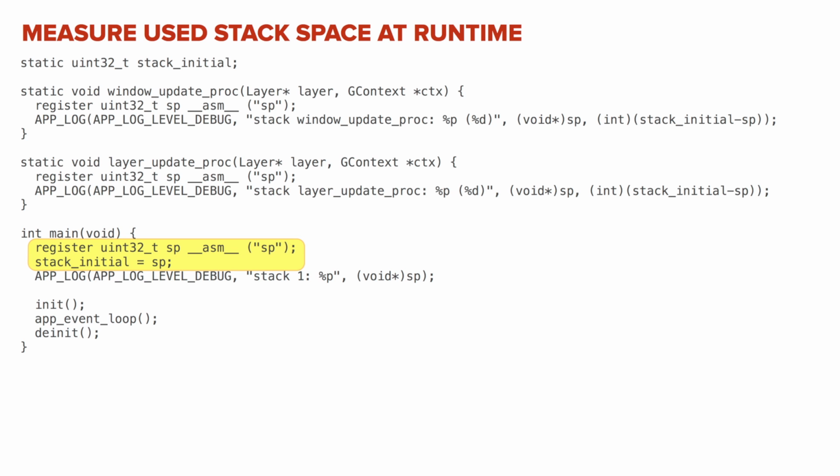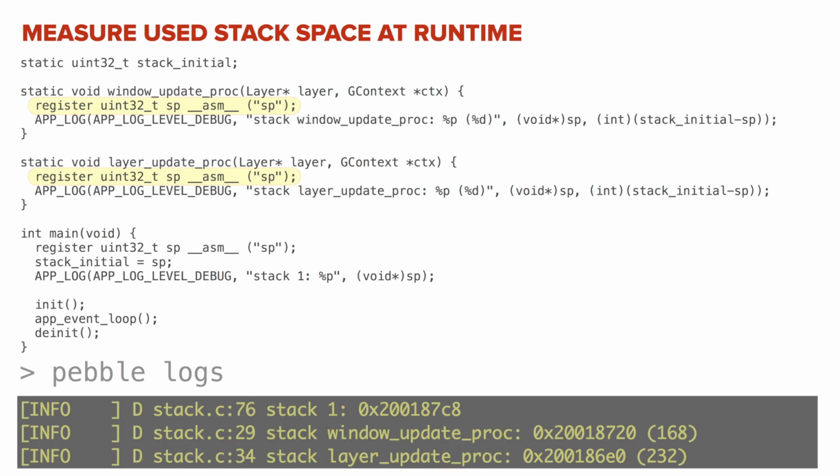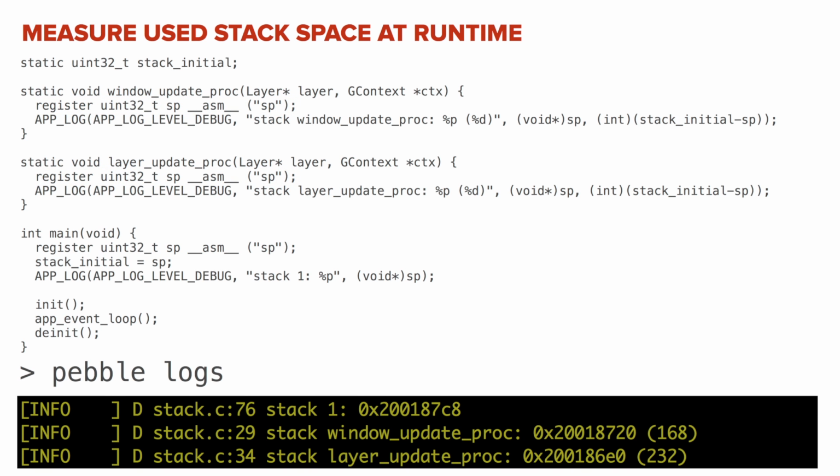So you store the initial stack pointer in main in a global variable, and whenever you enter any update proc, for example, you can use the same technique to obtain the current stack pointer. Now, the interesting thing to mention here is that even though those two update procs are not called by you but by our SDK, and there is no real visible call stack to you, at these two different points, when I calculate the difference and log it, the available stack space is different for both of them.